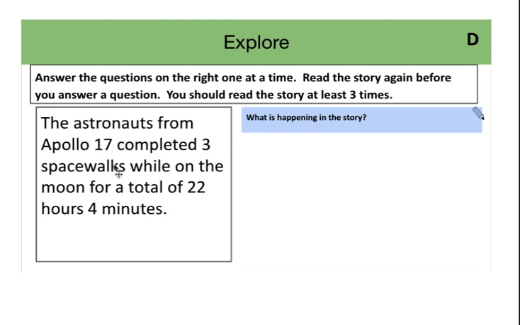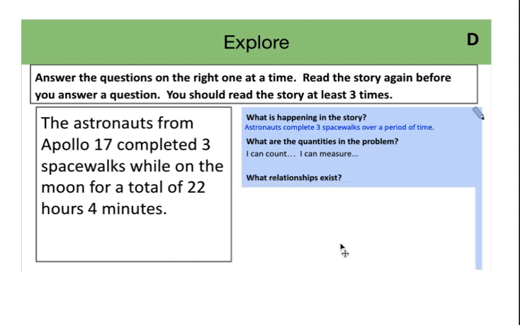The astronauts from Apollo 17 completed 3 spacewalks while on the moon for a total of 22 hours and 4 minutes. First question is, what is happening in the story? Go ahead and answer that question. When you're ready, go ahead and unpause. All right, so what's going on here? We have astronauts completing 3 spacewalks over a period of time, right?